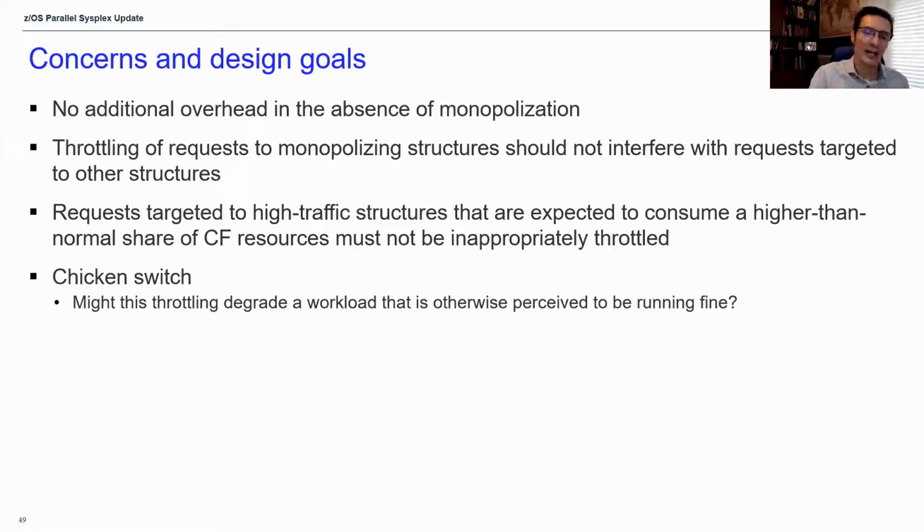So for some folks that are nervous about turning this on, we provide what we refer to as a good old chicken switch, right? You can just choose to disable the CF monopolization avoidance on z/OS, and then we will not take these actions. But we highly recommend that you consider using it. All our initial tests and validation from our clients have shown that this works very, very well, and it does it in a very automated fashion.